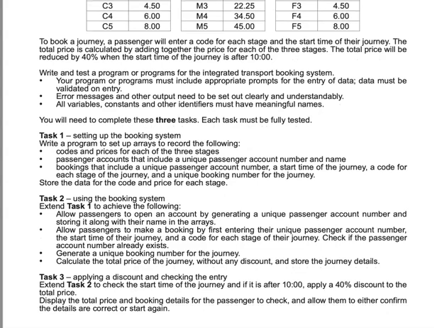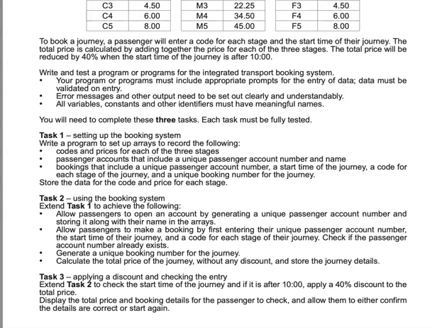So our task 1 is to set up the booking system. We're going to write a program to set up arrays to record the following: codes and prices for each of the 3 stages, passenger accounts that include a unique passenger account number and name, bookings that include a unique passenger account number, a start time of the journey, a code for each stage of the journey, and a unique booking number for the journey. And then store the data for the code and price for each stage.